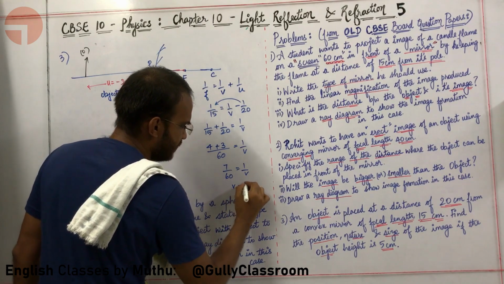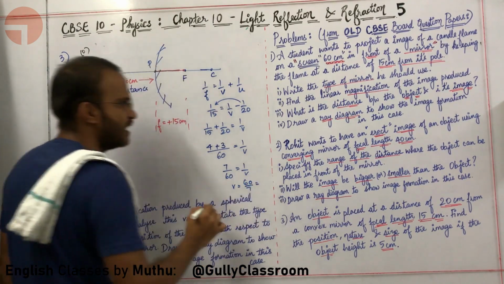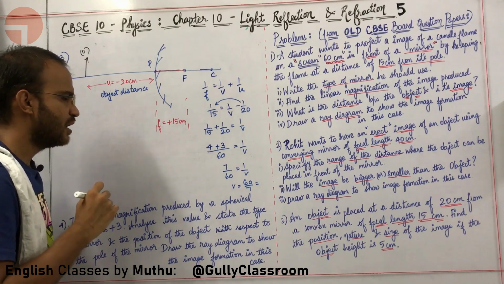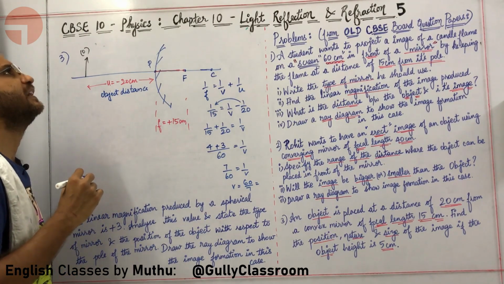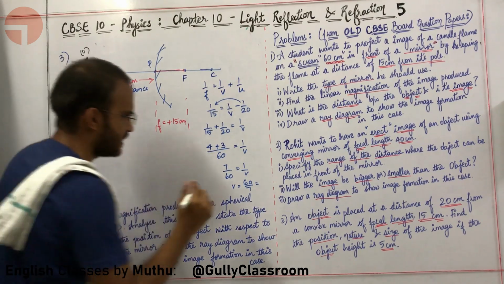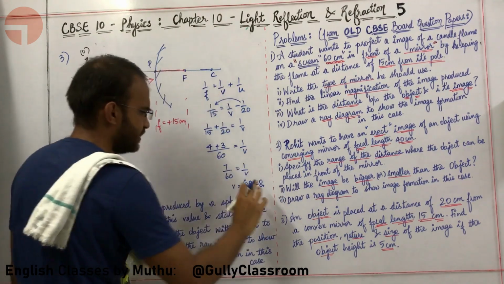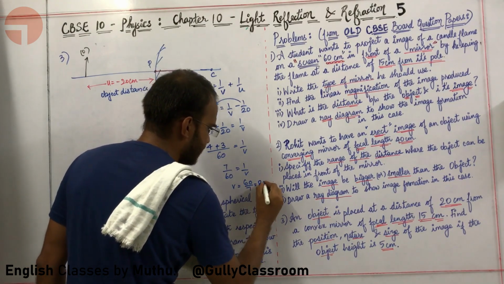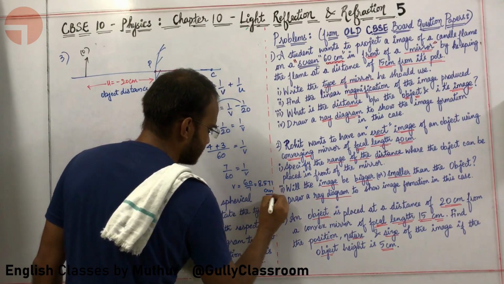What is the value of v? V is nothing but 60 by 7. Okay sir, what is 60 by 7? Let me divide it up. I think it is 8.571. Let me think. Give me 1 second. 8.571 centimeters. That is fine.